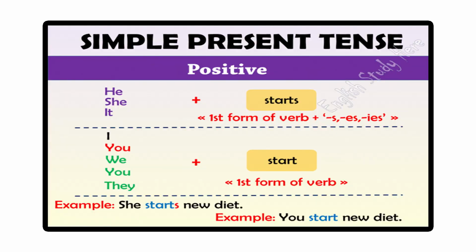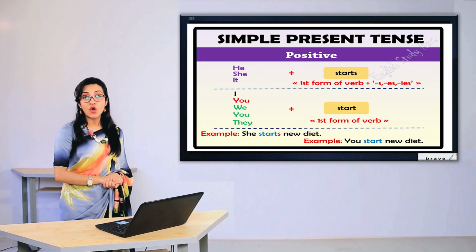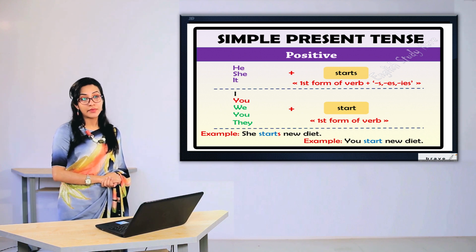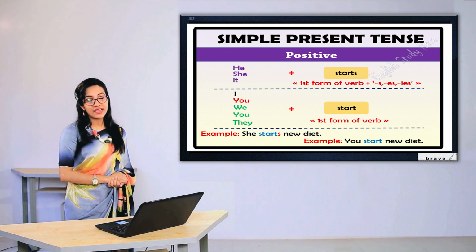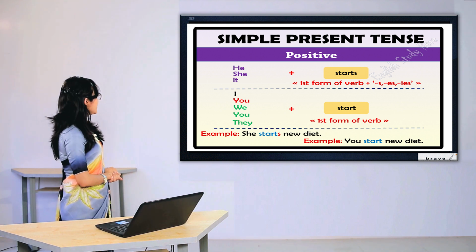Now this is where many students make mistakes. Some of you sometimes do not use s or es at the end of the verb in simple present tense. But if you write in this way, the sentence will be incorrect. Let's look at the example.